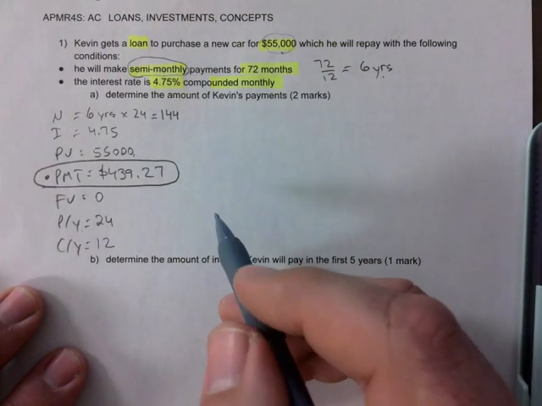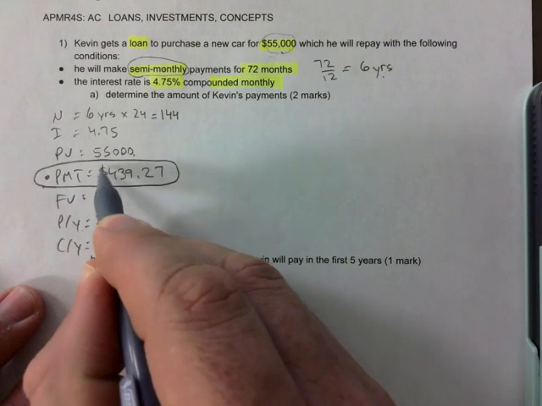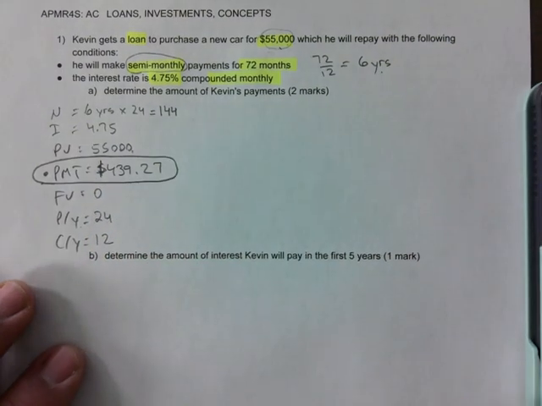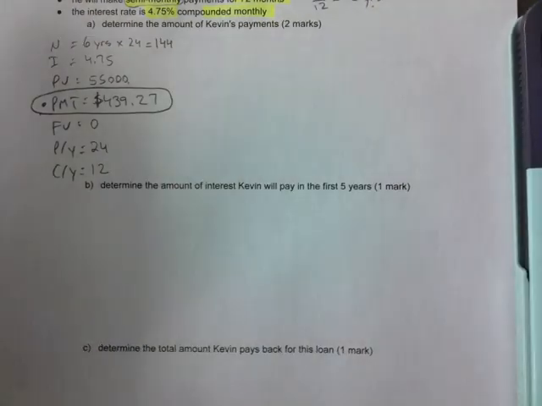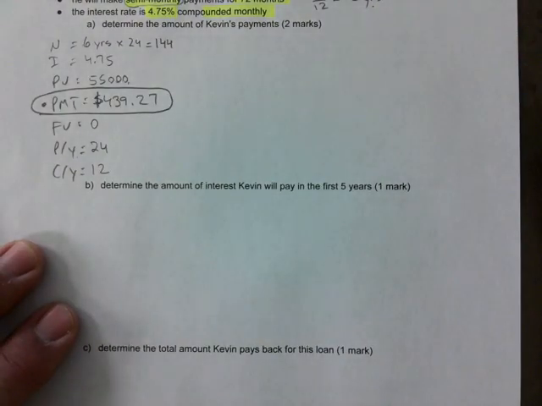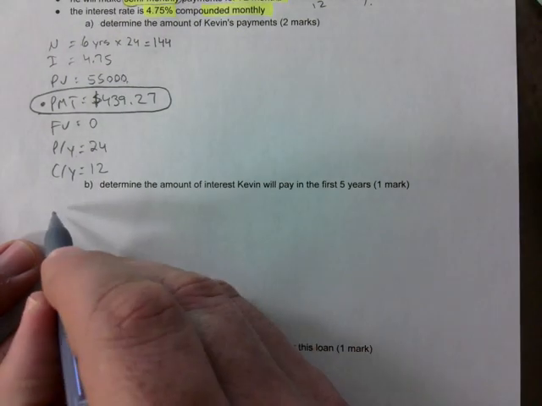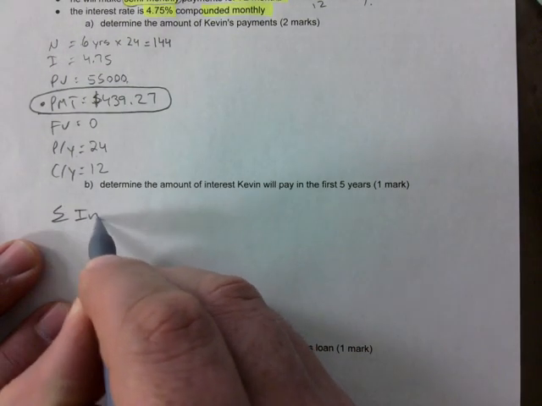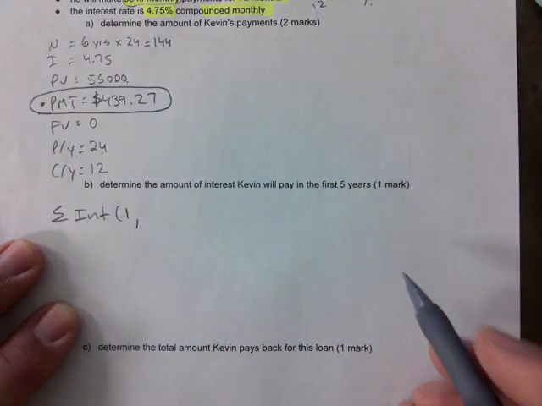There you go. You get 2 marks for this if everything is correct. And if there's no dollar sign, you would lose half a mark for it not being there, okay? Next, determine the amount of interest Kevin will pay in the first 5 years. You don't have a choice but to use this one. From the first to the 5th year.